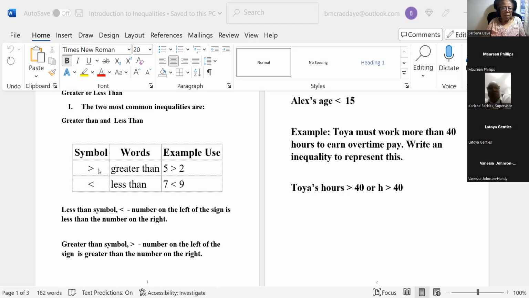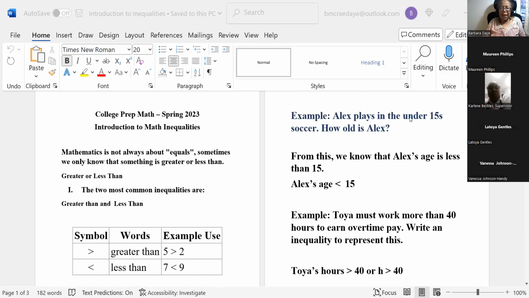All right. So we're doing inequalities. The two most common ones are greater than, that you see right here, and then less than. The number 5 is greater than 2. The number 7 is less than 9. Now, when you have the less than symbol, the number on the left is less than the number on the right. So for less than, think of L for less and L for left. The number on the left is smaller than the number on the right. But when you have greater than, the number on the left is greater than the number on the right. That's how you know the difference, okay? Or you see it like a V turned on its side.